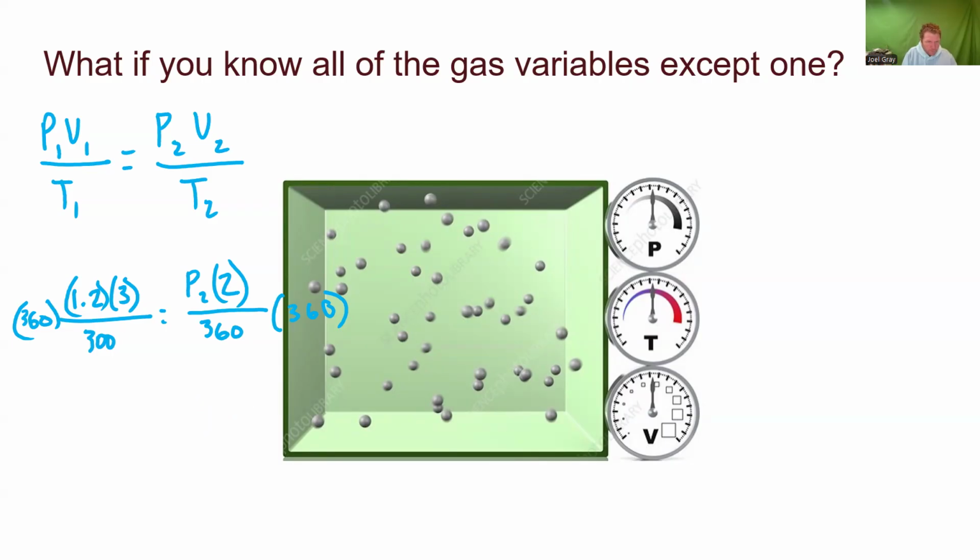Okay, so 0.012 times 360 gives me 4.32 equals P2 times 2. Divide each side by 2, and I get 2.16. Our best answer option is 2.0. If this were on an exam, you'd have a better answer option, but D is our closest and therefore our best answer option.